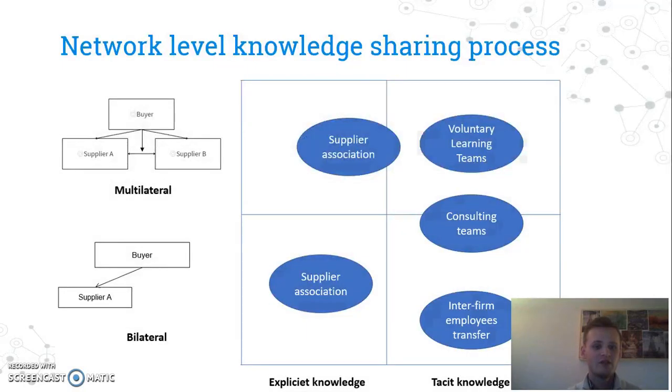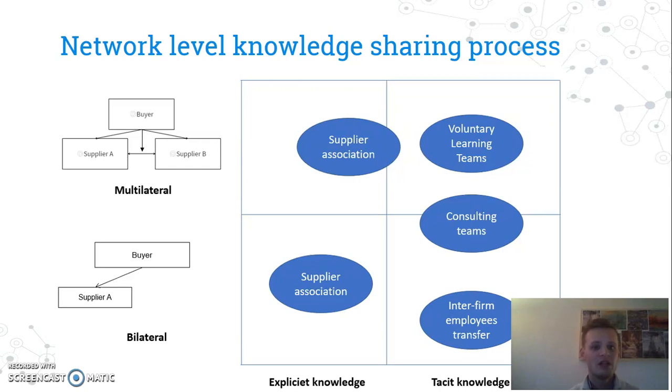Alright, now let's have a look at the network level of knowledge sharing process. In order to efficiently transfer knowledge among a large group of individual firms, Dyer and Nobeoka have established various knowledge sharing processes for bilateral and also multilateral structures. The hub has a facilitating role in the relationship between suppliers in a multilateral structure, as we can see on the left hand side of the screen.